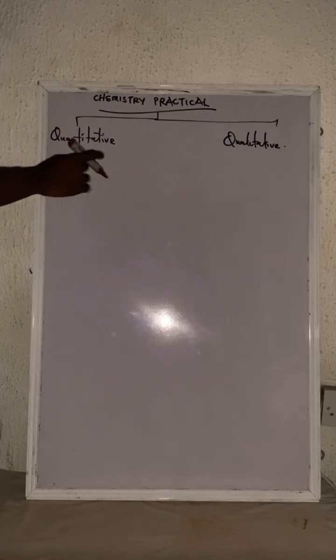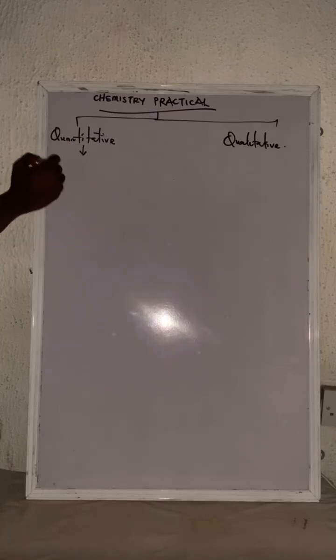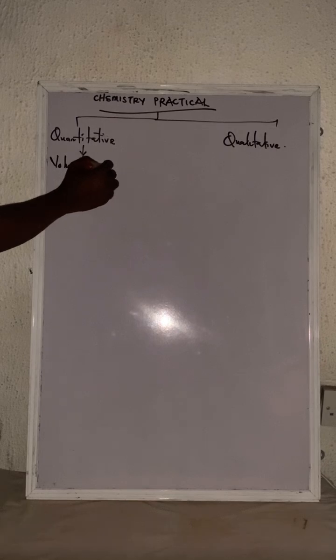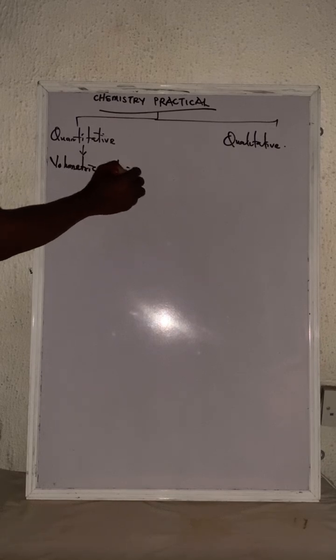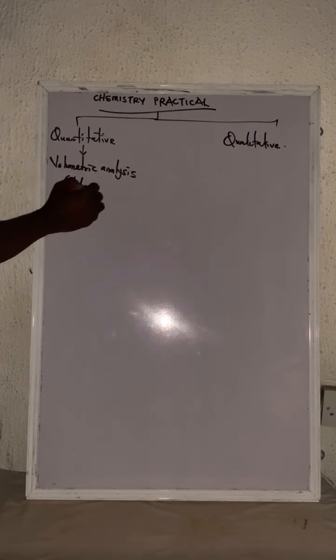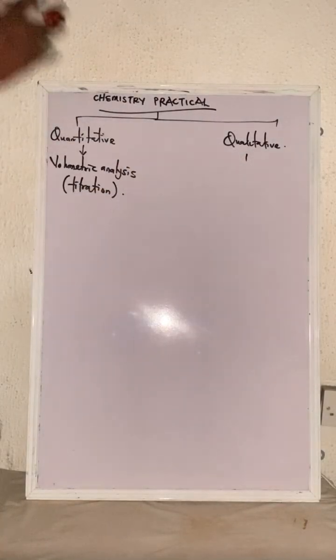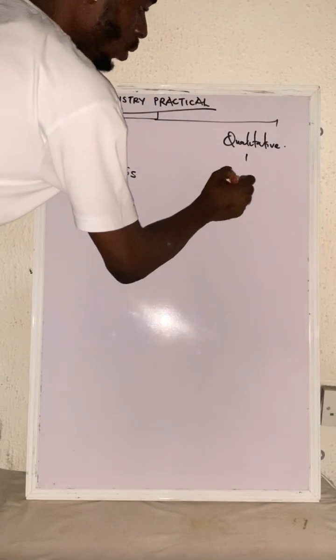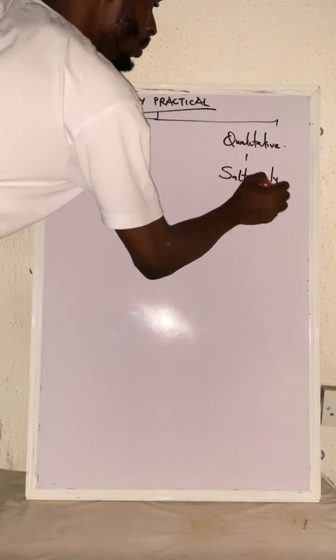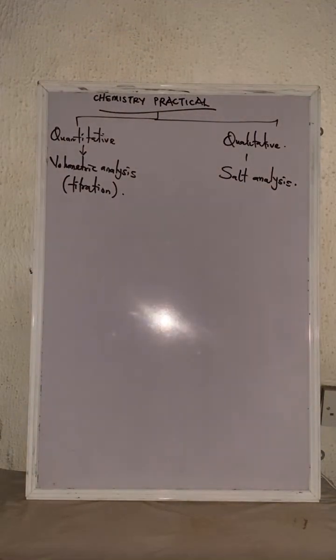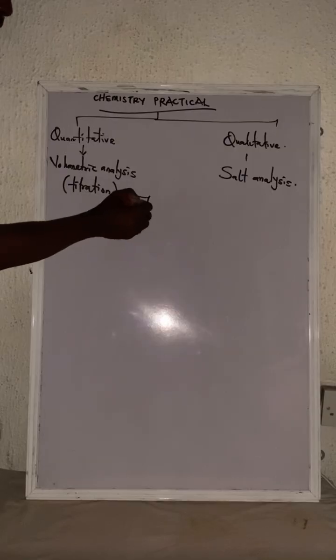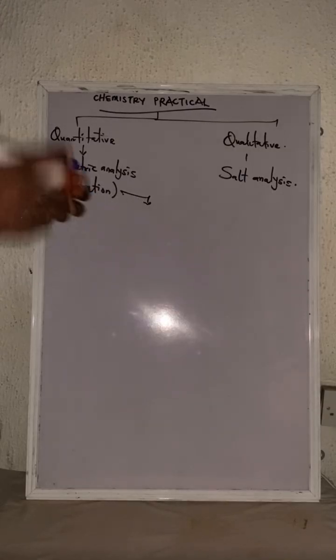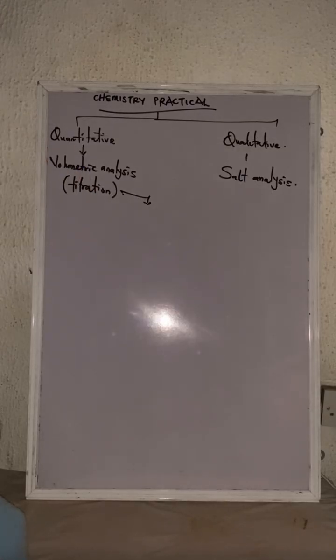In this quantitative analysis, the experiment we have to do is known as volumetric analysis, and in brackets, we call it titration. And in the qualitative analysis, the experiment you'll be asked on is the salt analysis. So I'm explaining this titration experiment that you'll be doing.